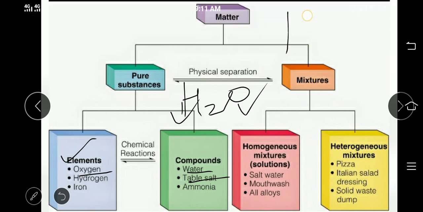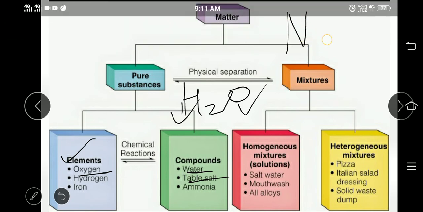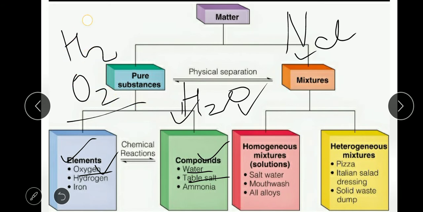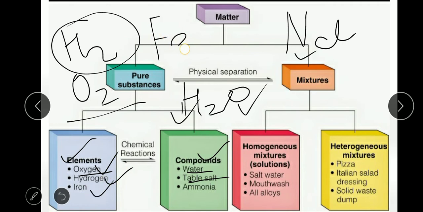Table salt is called as NaCl, students. When we are talking about NaCl, here sodium and chlorine, two types of atoms are there, so we'll call it again compound, students. But when we talk about oxygen, O2, both the atoms are of oxygen. Hydrogen, H2, both the atoms are of hydrogen. Iron, Fe. So when we are talking about oxygen, hydrogen and iron, these are called as elements, students.